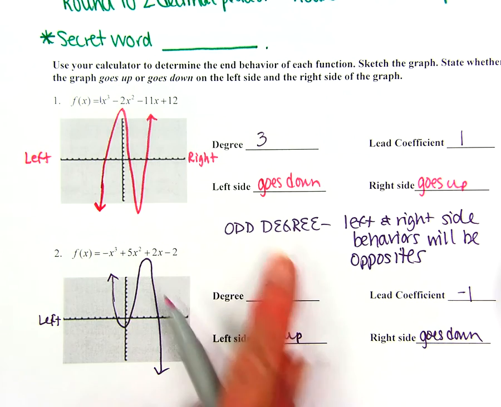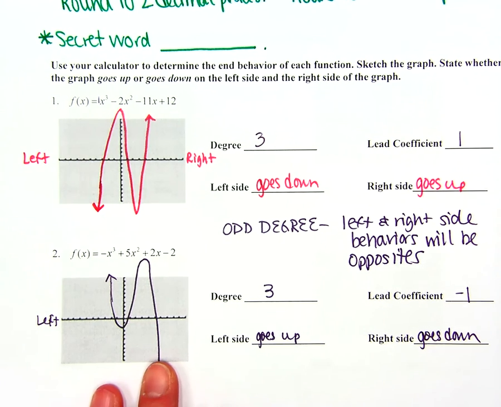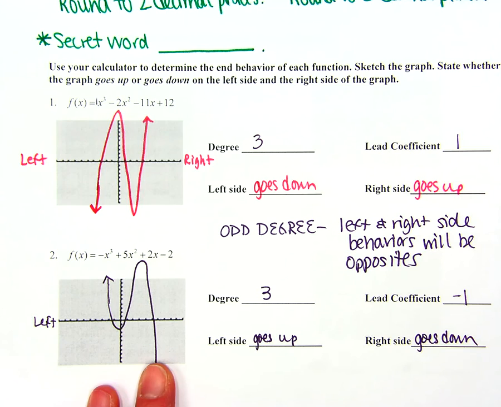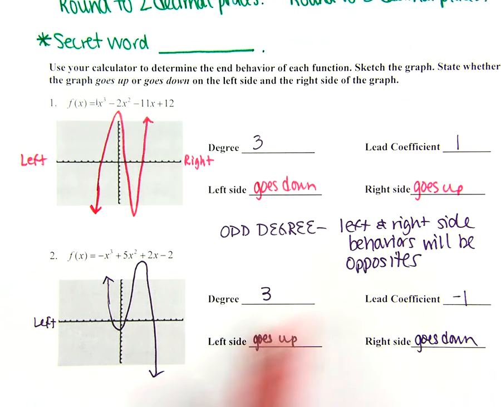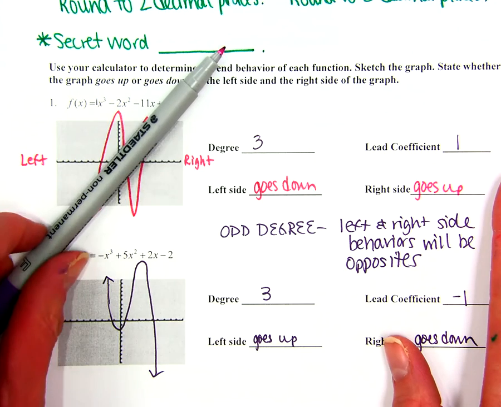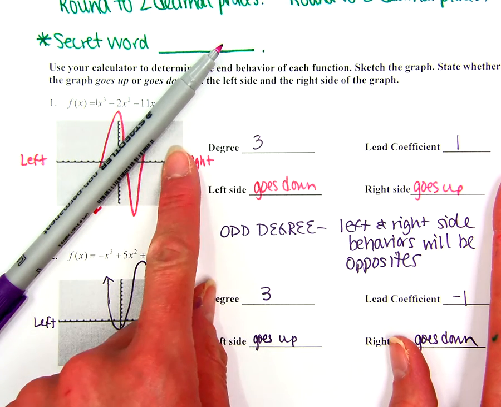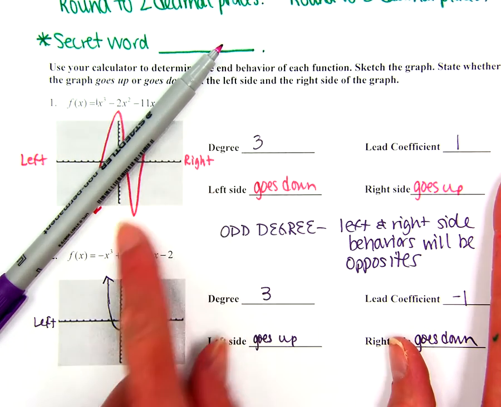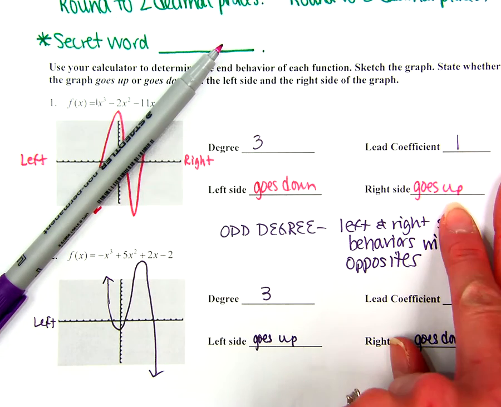So one side will go up and one side will go down. Well, to decide which side is which, you look at your lead coefficient. If it's positive, basically your graph is going to have a positive slope. It'll start off going down and it'll end up going up. So a positive slope would end up on the right side going up.